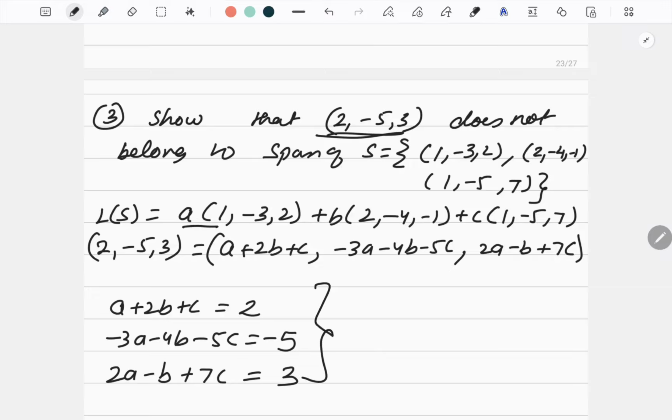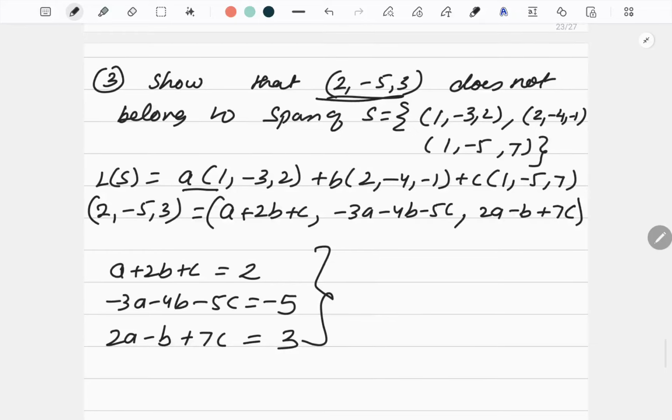Now you have the calculator. Put these three equations in your calculator. Go to mode, select simultaneous equations, and in that, select three variables. Put the values and you will observe that you will get no solution. If you use the latest calculator, it will show no solution. If you use a very old model, it will show math error. Right? So the moment you see no solution, you can say that I cannot express (2,-5,3) as a linear combination of these three vectors. So it does not belong to the linear span.